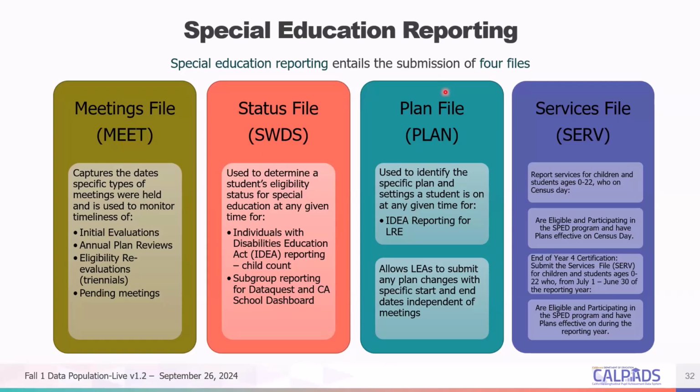And the decoupling of plans and meetings, specifically with regards to dates, has involved rethinking the relationship between special education plans and meetings. So this was an improvement, but it did come with some hiccups last academic year. Finally, the SERV file type is intended to report services for children and students ages 0 to 22 who are eligible and participating in the special education program and have active plans or will have active plans this academic year.